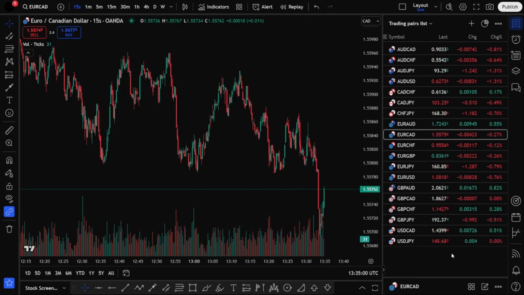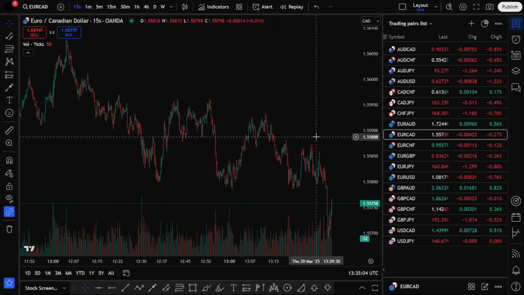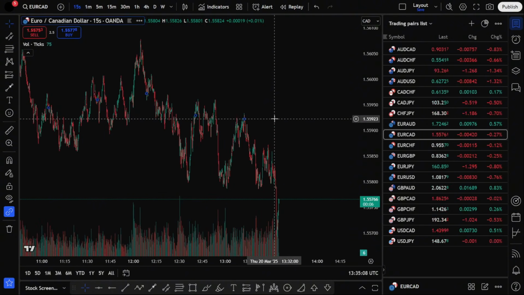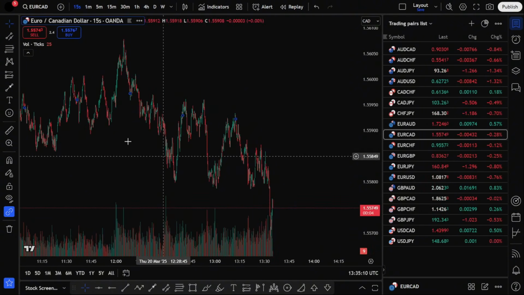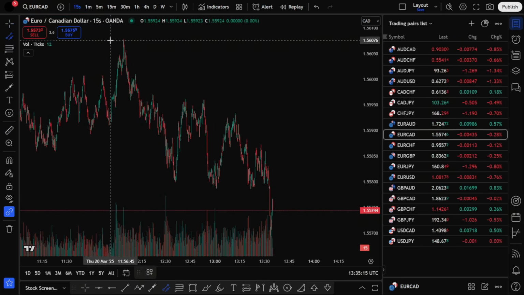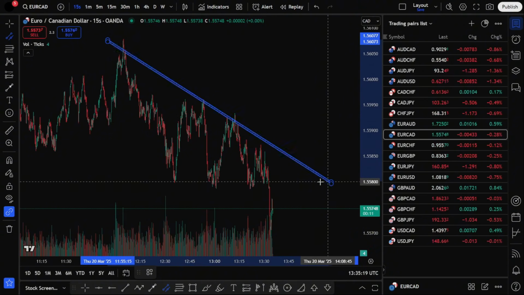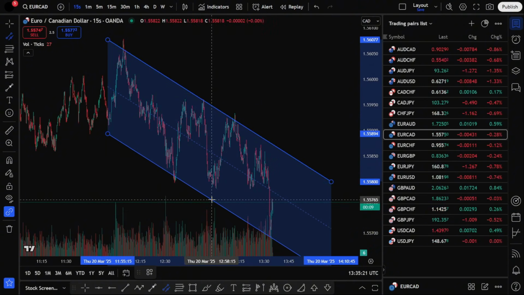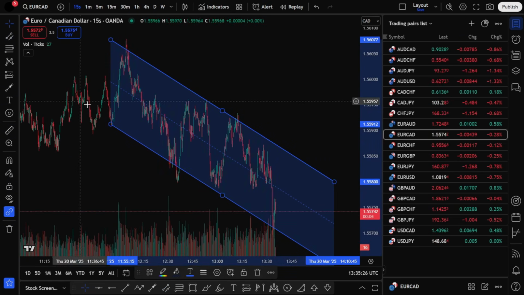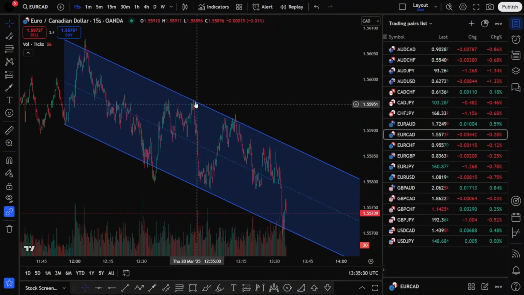Let's now see how the volume indicator works in real time. Opening Euro to Canadian dollar and checking the chart. No extra tools needed. It's a clear downtrend. Let's mark it and highlight key highs and lows. Drawing trend lines for support and resistance in the downtrend. Done. Price is bouncing inside this downward channel.